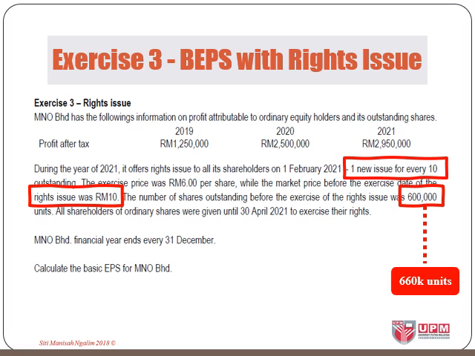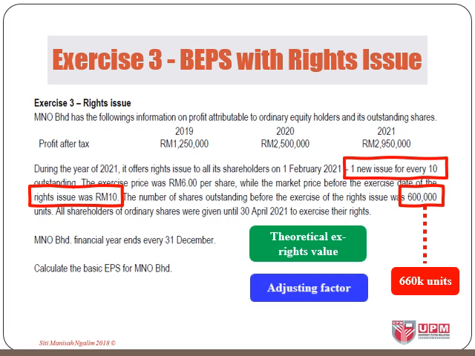So we can imagine that the number of shares will need some adjustment, and for rights issue, since it is not that direct, we will need to determine the adjusting factor. But before we can determine the adjusting factor, we need to first determine the theoretical ex-right value of the share. For this exercise, shareholders are given until 30th April to exercise. So after 30th April, the total number of shares outstanding will change to a new total till the end of the financial year. Let's assume that everyone exercised their rights by that date.